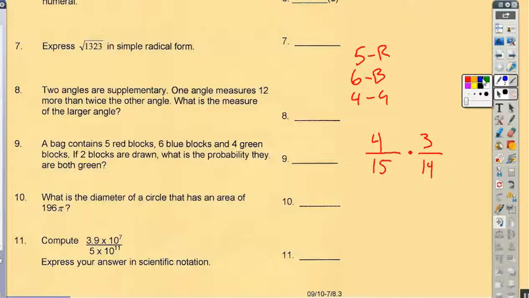Now the easiest thing to do is to reduce first. I notice that 3 goes into 15 5 times, and that's my 1. And I realize that both of these share a factor of 2. So now I've made a much easier problem.